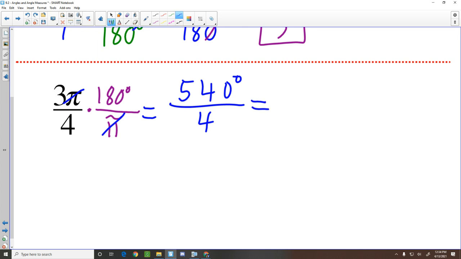And that's just a simple division problem. 540 divided by 4. What's that going to give us? That's right, 135 degrees. Yes, you're going to have questions just like these two on your test on Friday. Pretty easy, right?